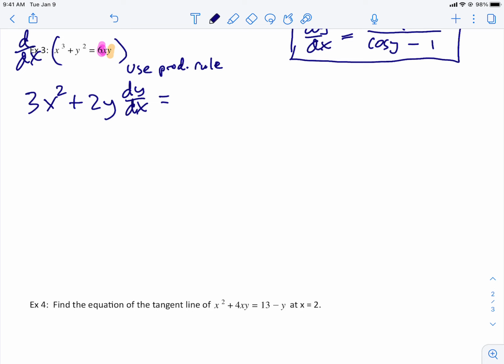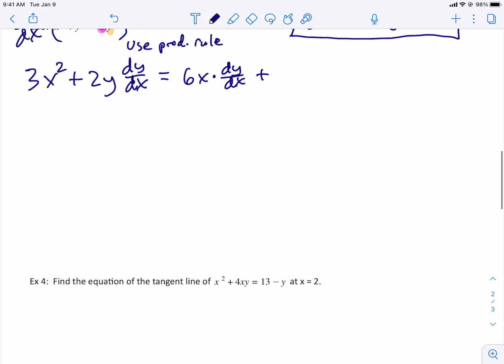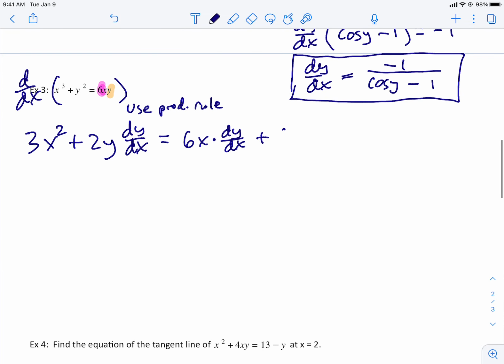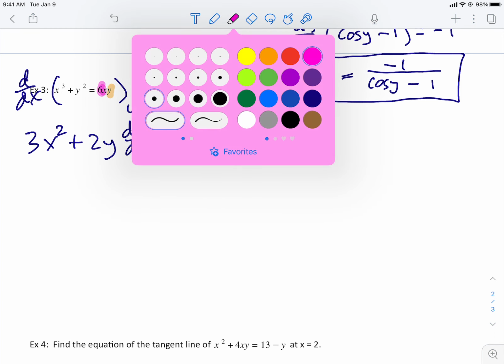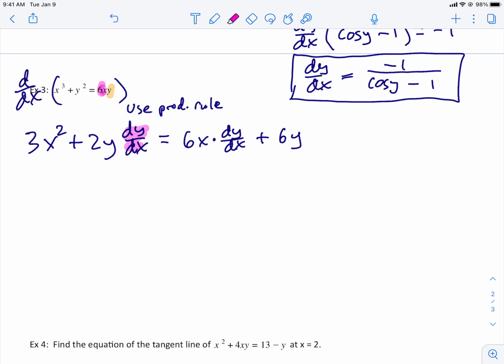We're going to write down first function, 6x, times the derivative of the second function, which will be dy dx, plus derivative of the first, which is just 6, and then times y. Okay? And now, just like before, we're going to isolate dy dx. So I'm going to move everything to the left. Let's see if I can do that all in one step now.